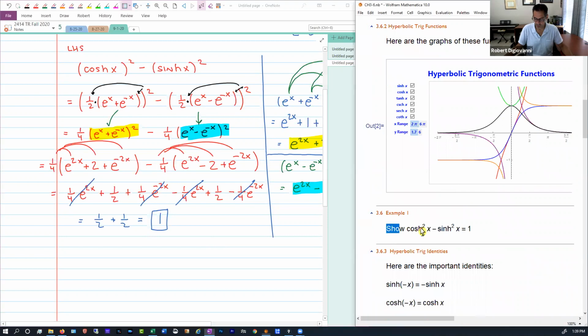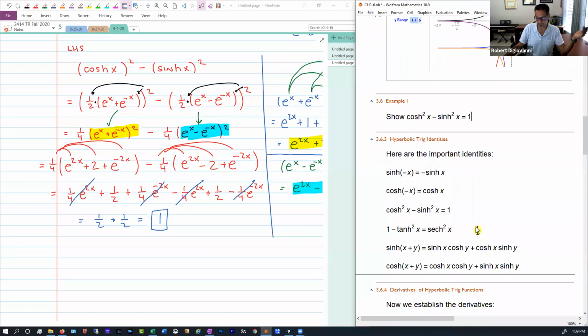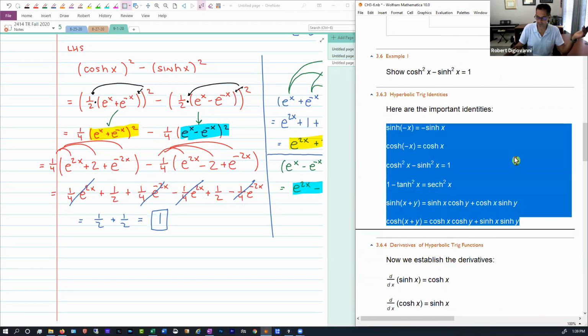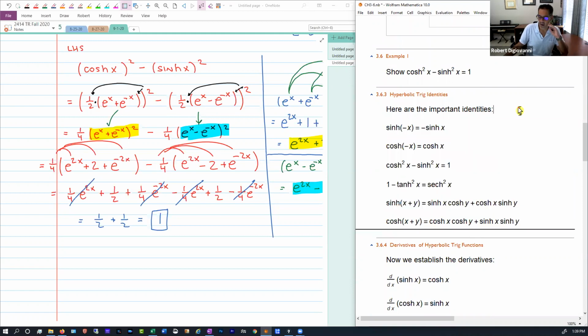Just like in pre-cal, where we have pages of identities, there's a bunch of identities for hyperbolic functions. I can't list all of them, but here are some of the important ones. I'm not going to have you memorize those. I just want you to know they exist. The one we just proved was this one, but there are others.